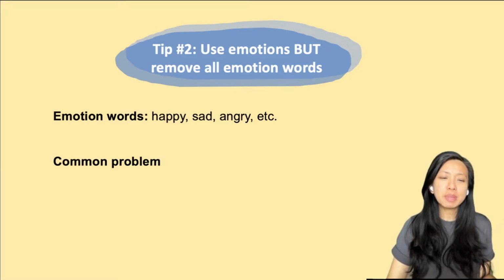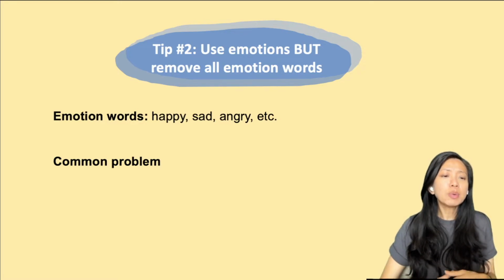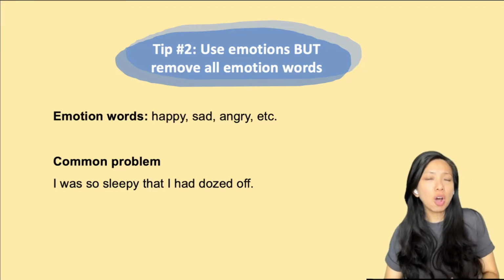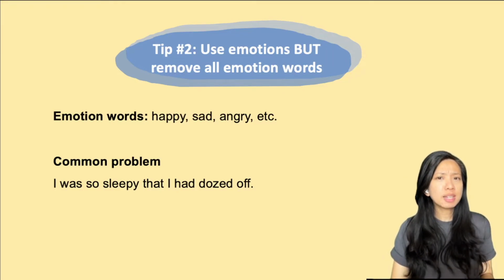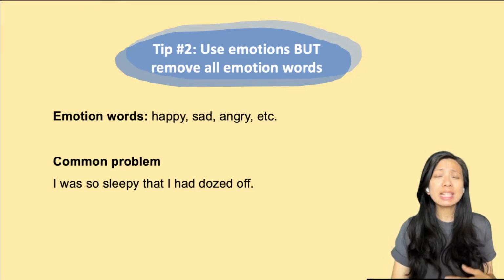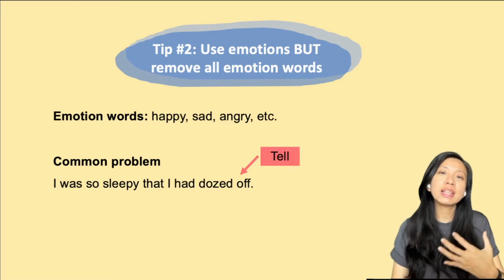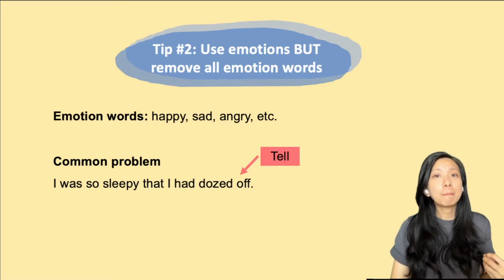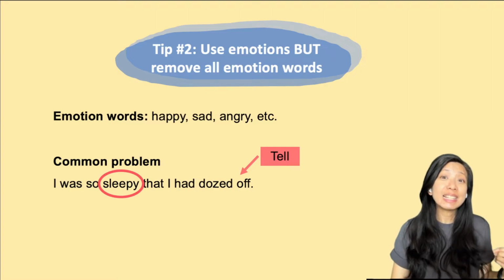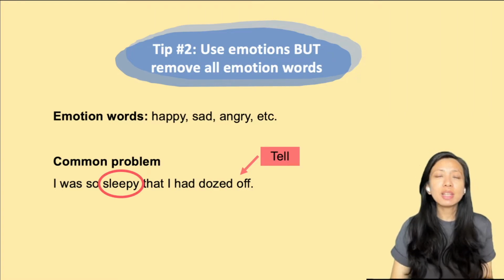A common problem is that students usually will do this. They will just say something like, I was so sleepy that I had dozed off. Once again, even though this sentence uses that emotion of sleepy, it is still telling the reader what exactly the character is feeling because of the use of the word sleepy. What we can do instead is to remove the word sleepy. So let me show you my example.